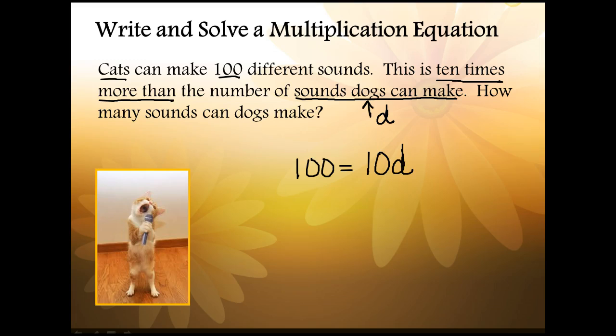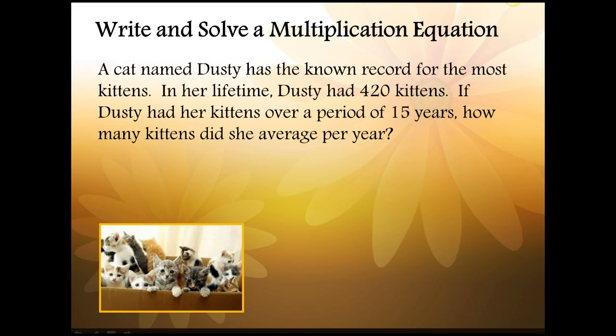To solve, we will locate the variable, which is on the right-hand side, and we will divide both sides by its coefficient. When we divide both sides by 10, we end up with 10 equals d. This tells us that dogs can make 10 sounds. We will check our answer by plugging it back in and confirming that 10 times 10 does in fact equal 100. Let's solve our final problem.